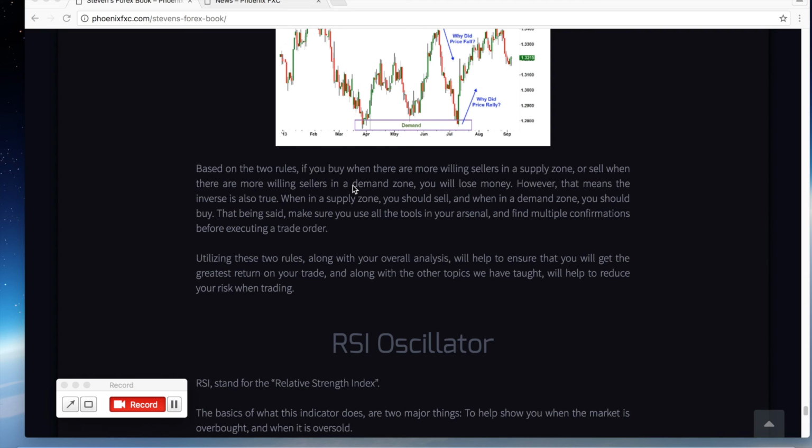That being said, make sure you use all the tools in your arsenal, like trend lines, support and resistance lines along with your supply and demand. Maybe use Fibonacci if you like it. Use your candlestick patterns. Get your multiple confirmations before executing a trade. Some people tell you get 5 confirmations. Some people will say 3. It's up to you. Find out what works for you. But that's why we have demo trading, so you can practice all this.